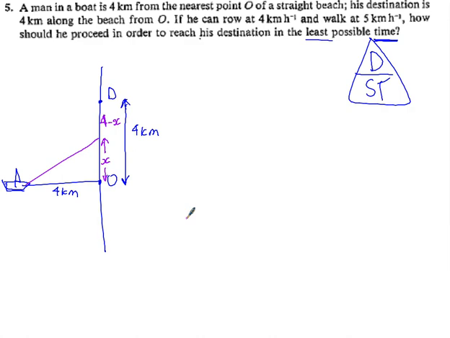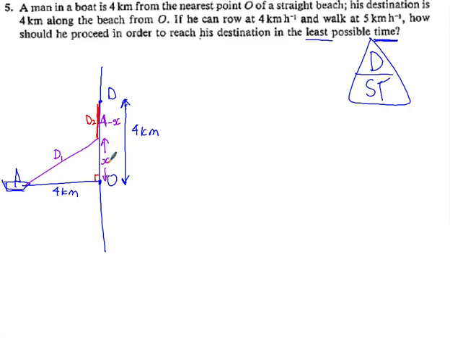Okay, now we've got two distances that he needs to travel. He's got to do the rowing part first, which we'll call D1. And then he's got to do the walking part, which we'll call D2. Does that make sense? So what is D1? Got a right angle triangle here. D squared equals 4 squared plus x squared. Exactly. So D1 equals the square root of x squared plus 4 squared.